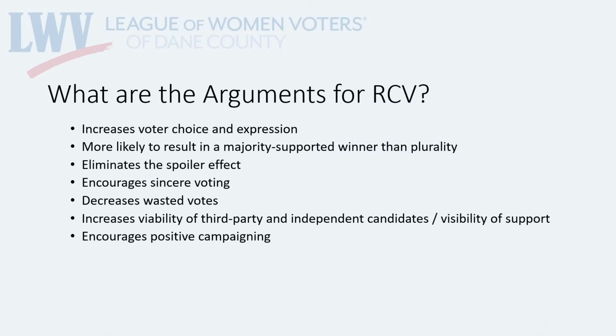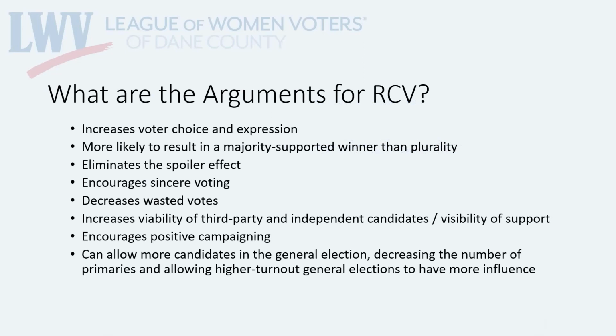Negative campaigns against another candidate would decrease one's chance of being ranked on the ballots of that candidate's primary supporters. Proponents also like that ranked choice voting implementations can allow more candidates in the general election. Allowing more candidates in a general election would decrease the number of primaries that exist simply to reduce the field. This allows the general election to have more influence over the outcome than the lower turnout primary elections.